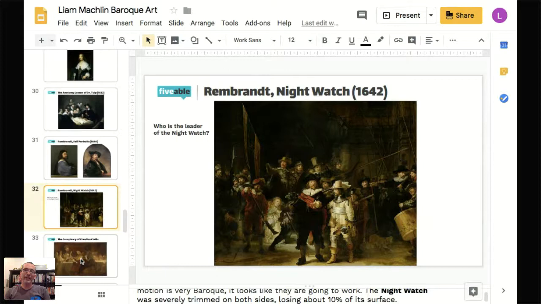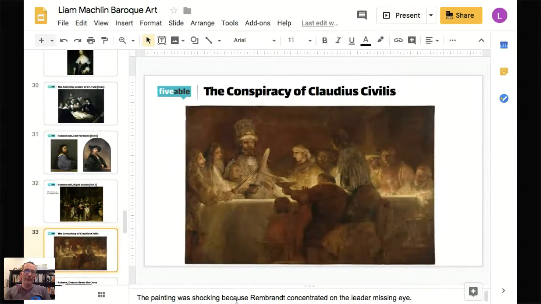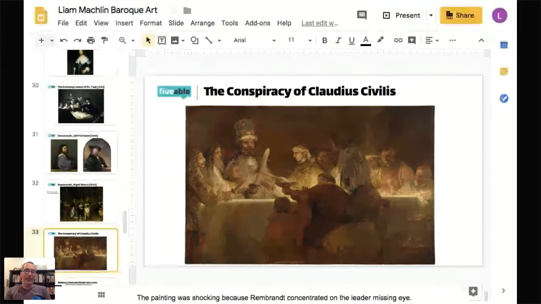And the last painting by Rembrandt we're going to talk about is The Conspiracy of Claudius Civilis. This is an old Dutch story. And again, this is another very interesting thing. Rembrandt was commissioned to make this painting. It was going to be in the city hall of Amsterdam, taking an entire wall, but they were very unhappy with this painting because, again, he made the leader of the group look so bad.